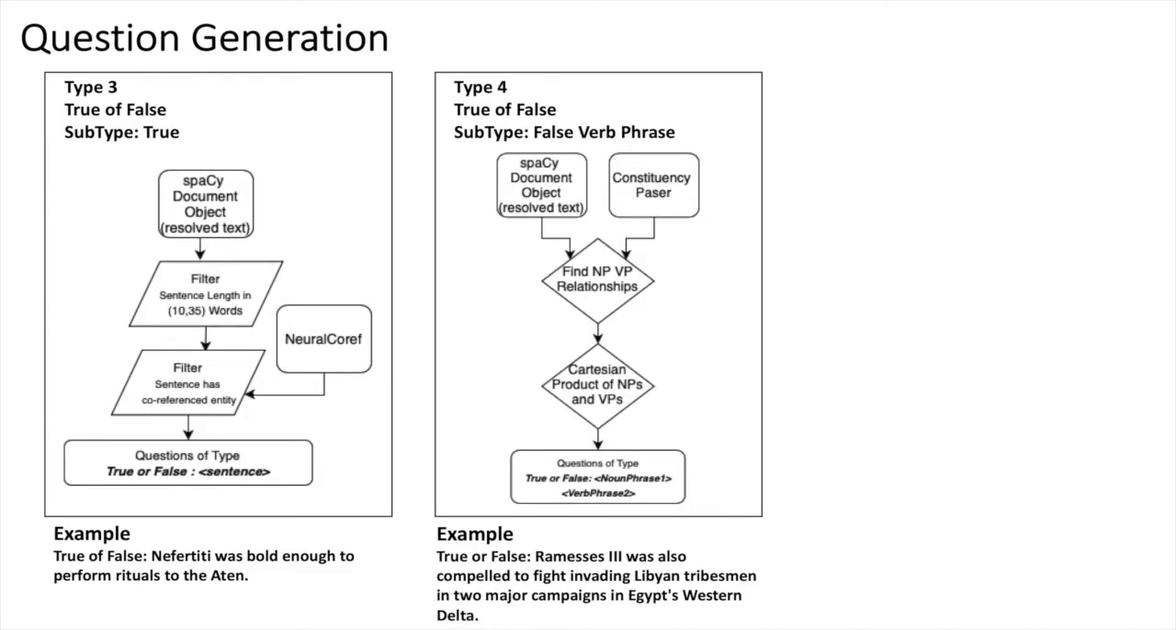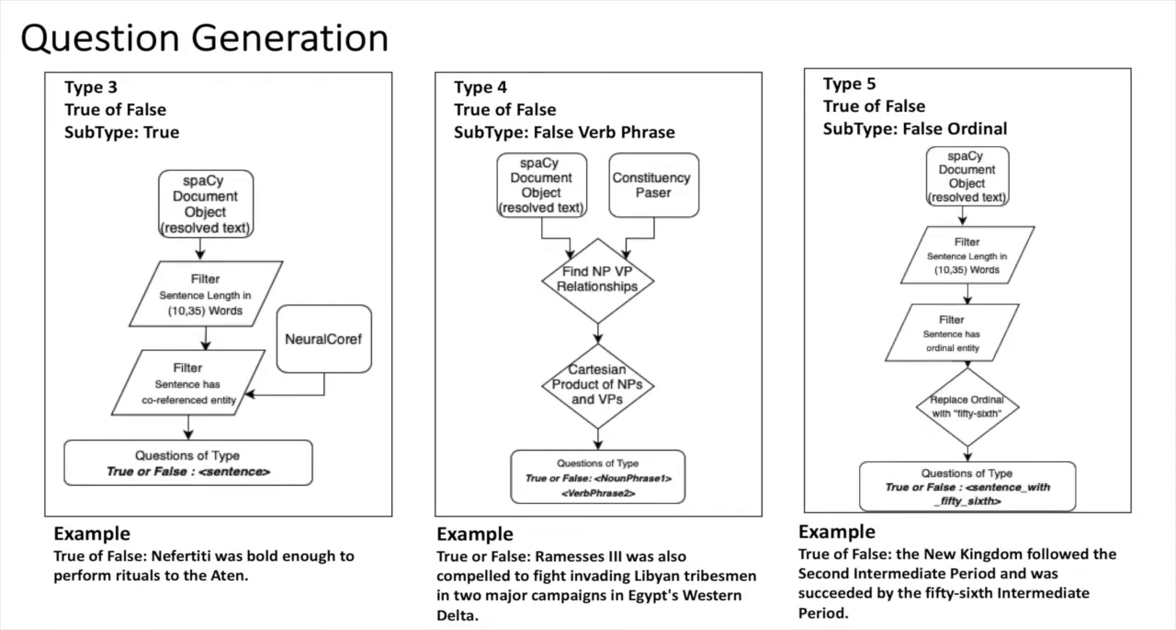Next, we have false, true or false questions. For this, we first extract noun phrase, verb phrase tuples similar to those in the entity questions. But then we jumble them together to create false sentences which sound true and also have high similarity with the reference document. So if you were to look at the example, the noun phrase Ramses 3 and the verb phrase was also compelled to fight belong to two different sentences.